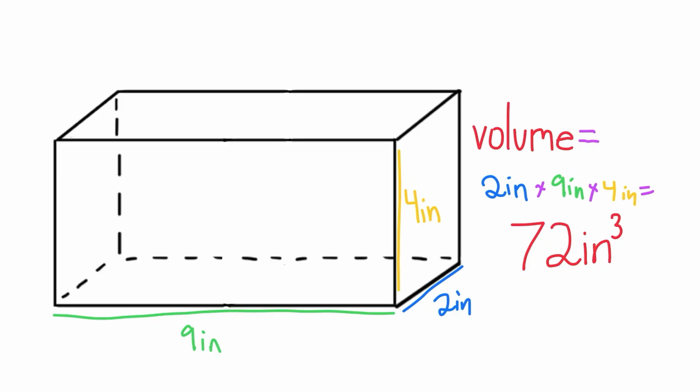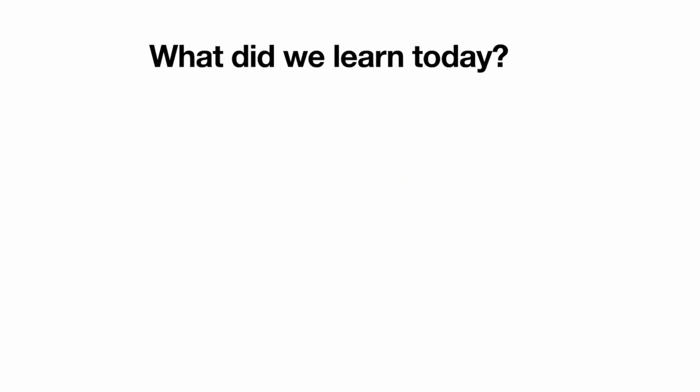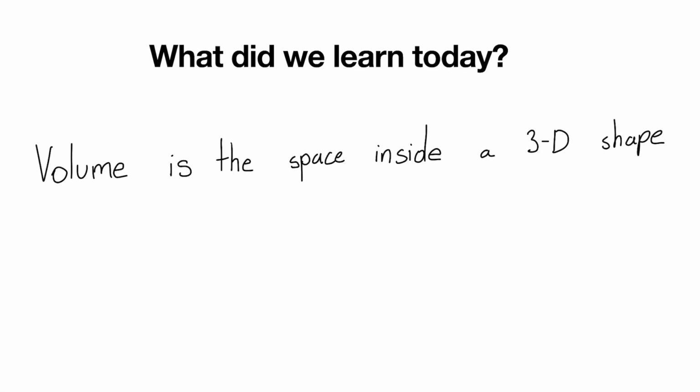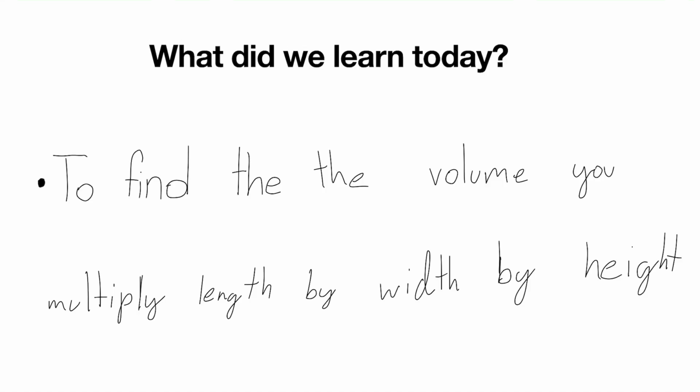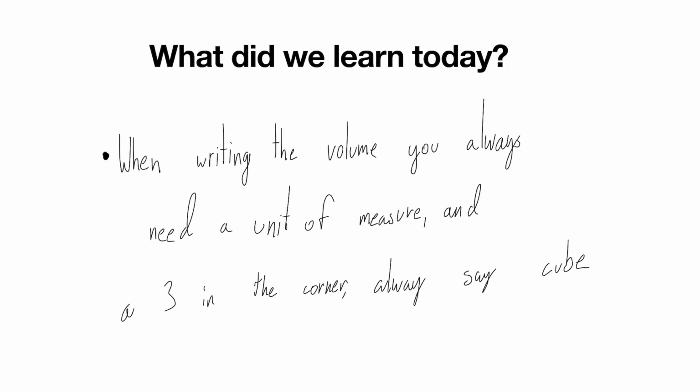Now that we have solved the volume of this cuboid or rectangular prism, let's review what we learned today. That volume is the space inside a 3D shape. That to find the volume, you always multiply length by width by height. And when writing the volume, you always need a unit of measure and a 3 in the corner, always saying cubed whenever saying it out loud.